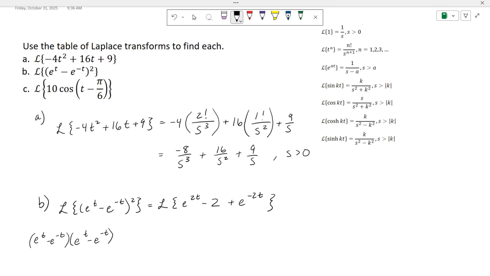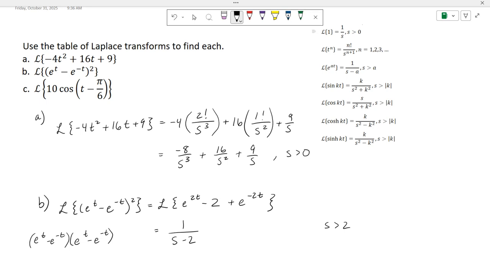Okay, so these are 3 terms now that I have formulas for, so I can apply the Laplace transform to it. So e to the at, for this first one, a is going to be 2. So that's going to be 1 over s minus 2, where s has to be greater than 2. We'll see if anything else trumps that. We're going to go with the highest value of all of these and just use that for the whole expression.